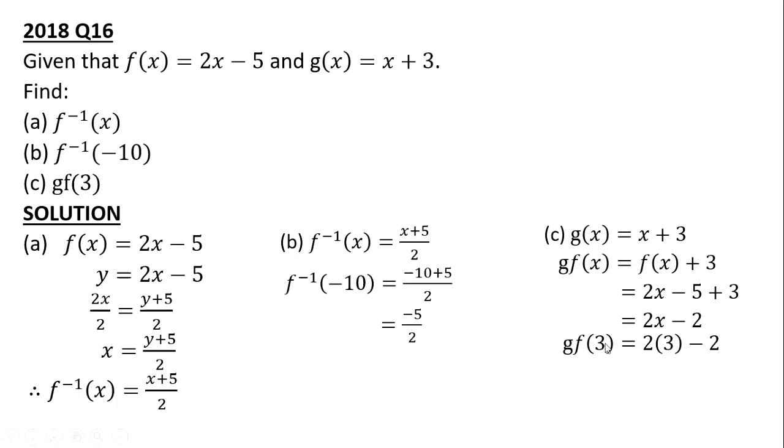g of f of 3, that's what they want us to find, means that where there's that x, replace it with 3. 2 times 3 will give us 6. 6 minus 2 is equal to 4. So g of f of 3 is equal to 4.